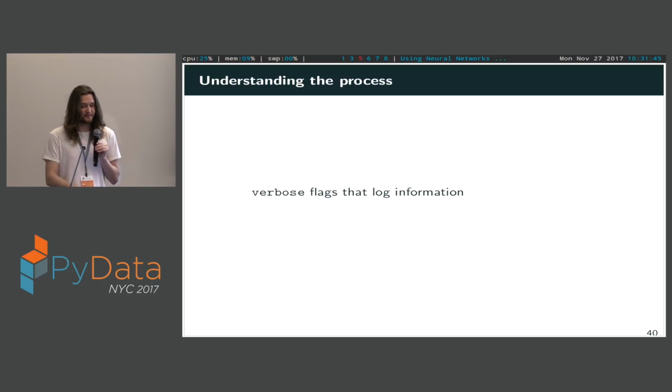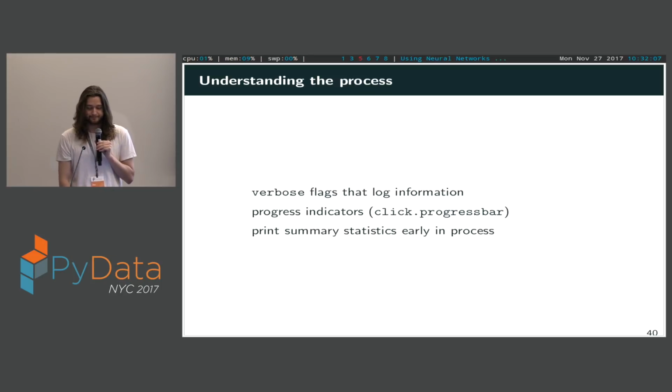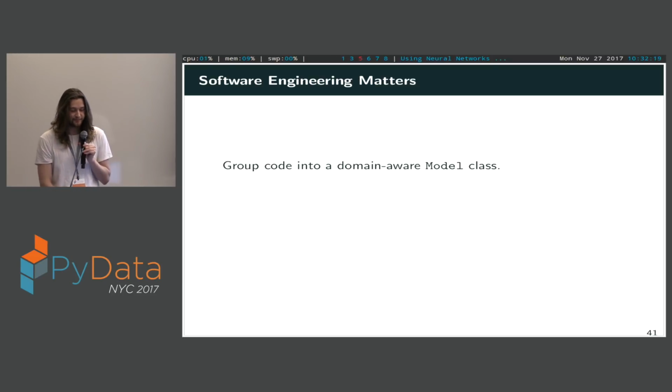Use verbose flags to log information as you're going, but make it optional, because if you actually want to deploy this, you probably don't want to print after every single line, but training some of these models and cleaning your data can take a long time. So you want to have some insight into where you are in the pipeline. For progress indicators like scikit-learn or Keras have when you're training, you can use click.progressbar to build your own. And print summary statistics as early as possible in your processes. I would have saved a lot of time if I had just printed the outliers of my data instead of training multiple times on basically garbage.